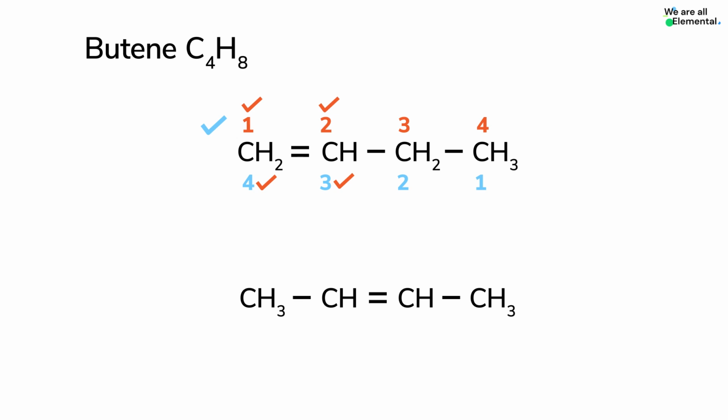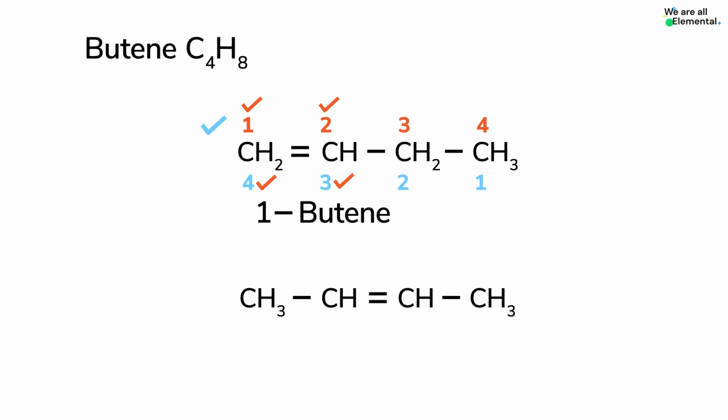And so to name it, we first write that this compound is a butene because it's a 4-carbon alkene. And then we put a 1 with a hyphen in front, indicating that the double bond is between carbons 1 and 2. Note that in IUPAC nomenclature, there's always a hyphen between a number and a letter.